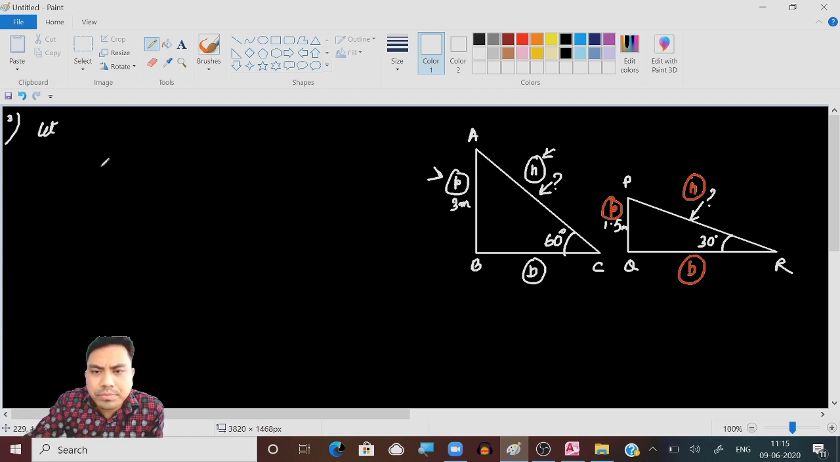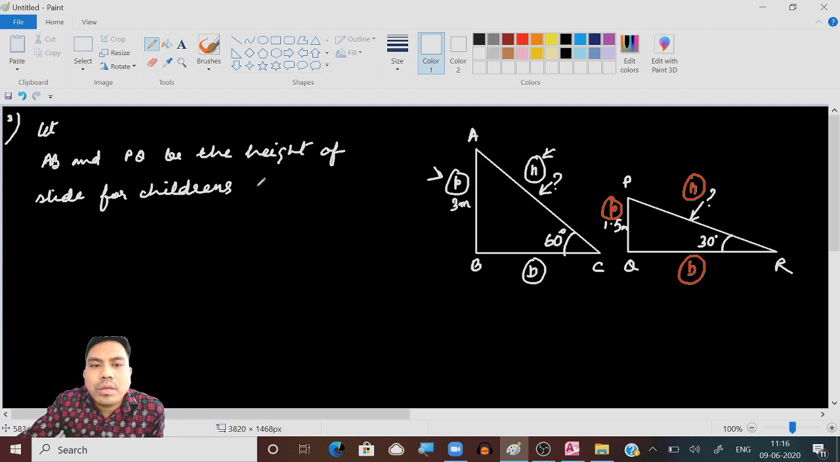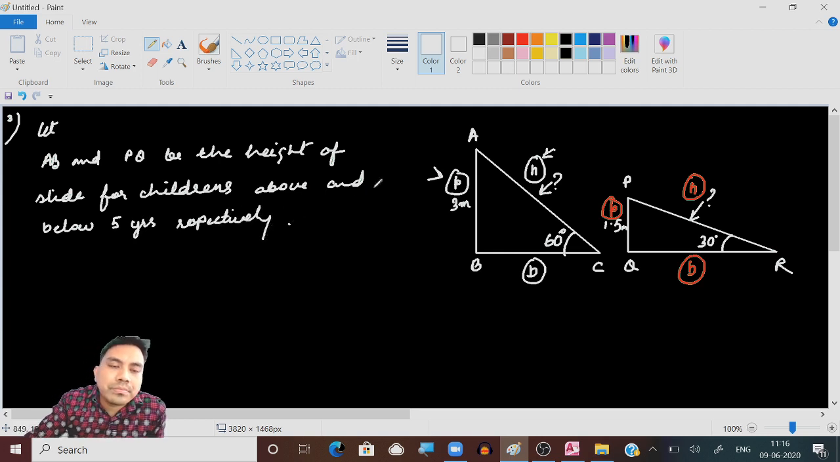Like, let AB and PQ be the height of slide for children above and below 5 years respectively. Okay, respectively. Then obviously AC and PR will be the slide. Okay, all right.